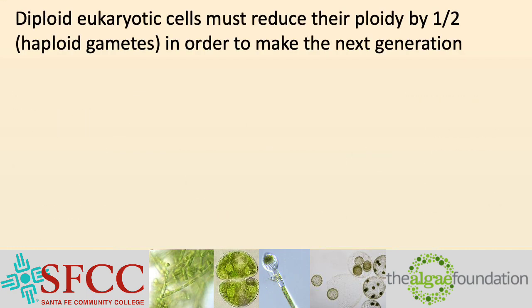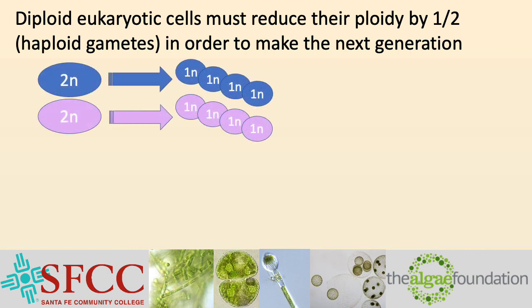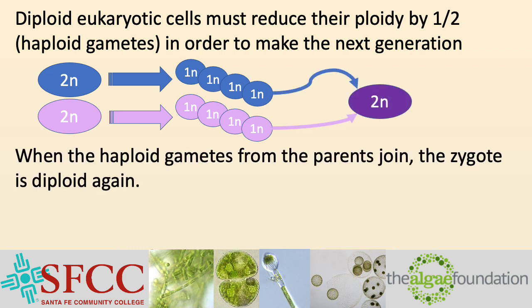Diploid eukaryotic cells must reduce their ploidy by 1/2 in order to make haploid gametes to continue the next generation. A diploid cell undergoes 2 cell divisions to make haploid gametes. When the haploid gametes recombine, either by fertilization of an egg by a sperm, or by syngamy, where 2 similar haploid cells fuse together, the zygote is diploid.